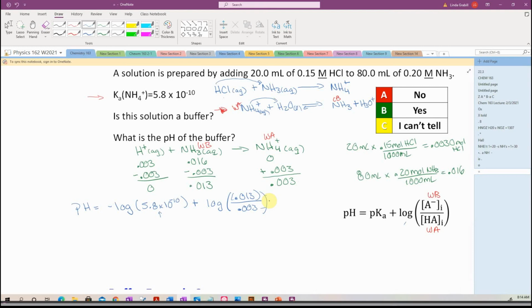So let's see, the Ka, 5.8 times 10 to the negative 10. So what do I get for this one? I get like 9.2366 plus 0.013 divided by 0.003, which is 0.63682.